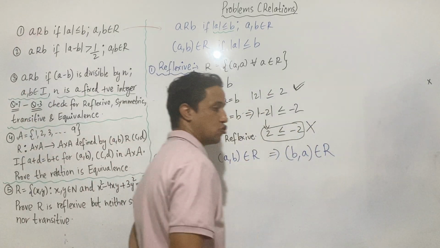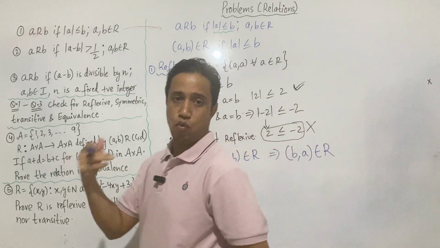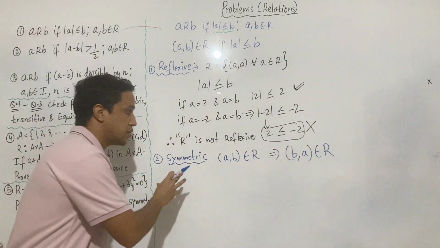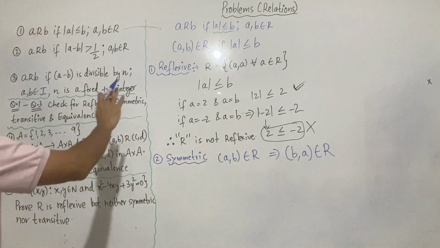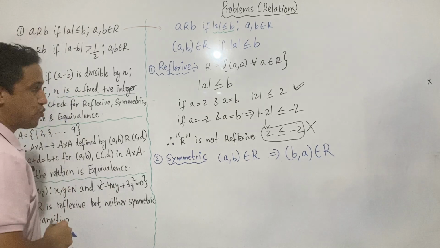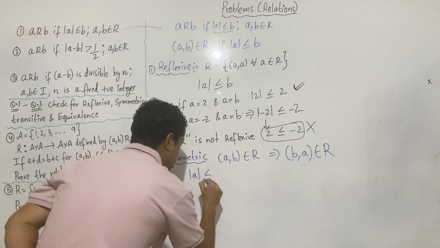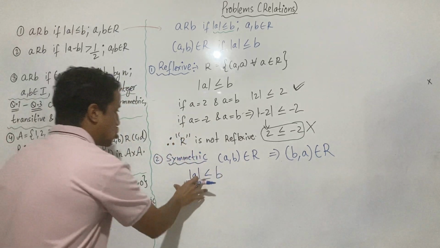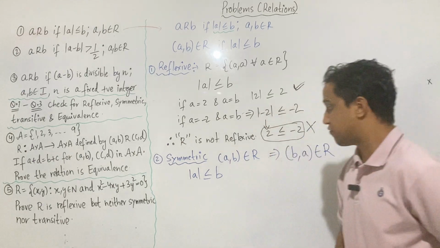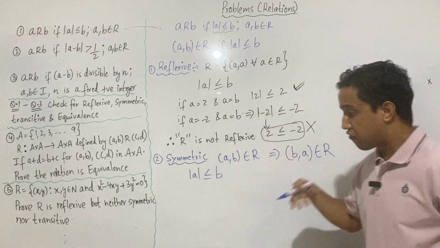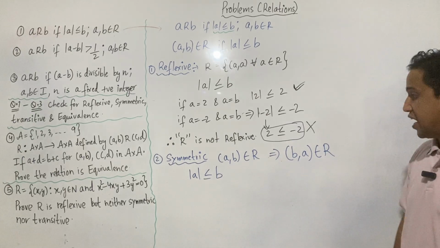If A is related to B, then there must be B related to A. That's what the symmetric relation says, okay? So let's see if this relation is symmetric. The main condition for any relation to be symmetric is that it must follow this condition.